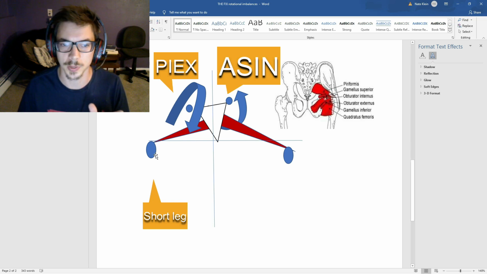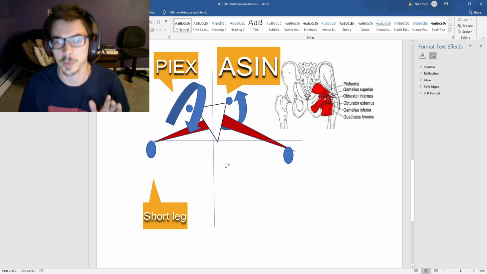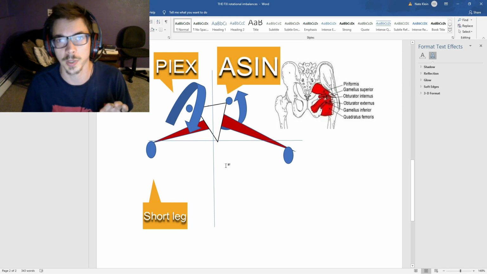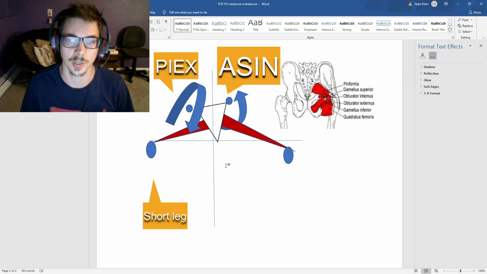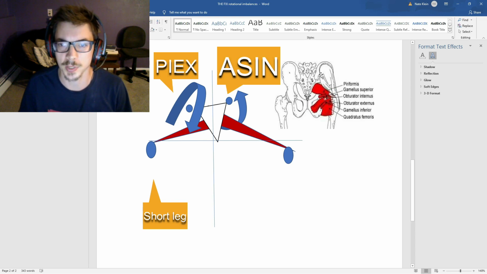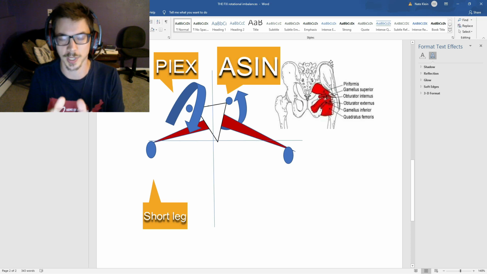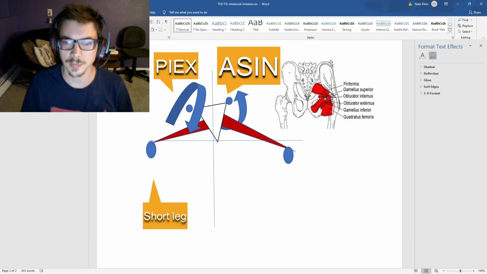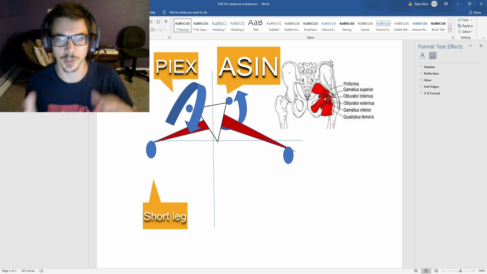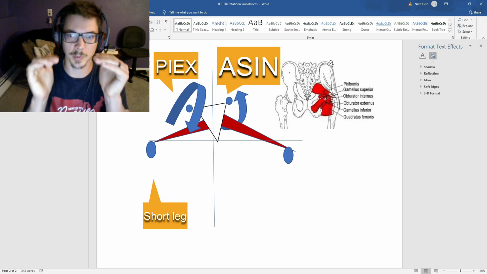So obviously the short leg side is going to be on the left. The longer leg side might be on the right. But that might look different depending on what position you are in. But generally standing, that's how it's going to look. And you might see that pelvis a little higher on that right side. The posterior side is rotated back. So the longer the leg, it tends to hike up the one side.